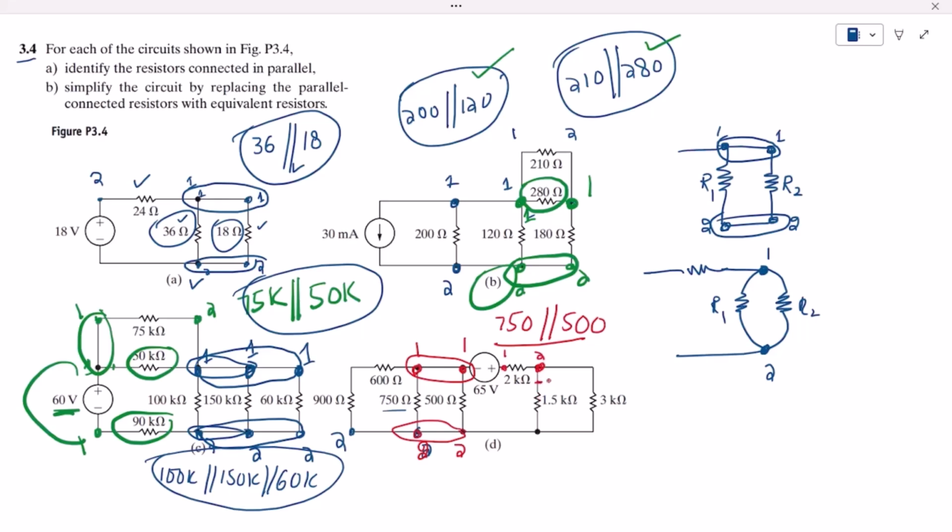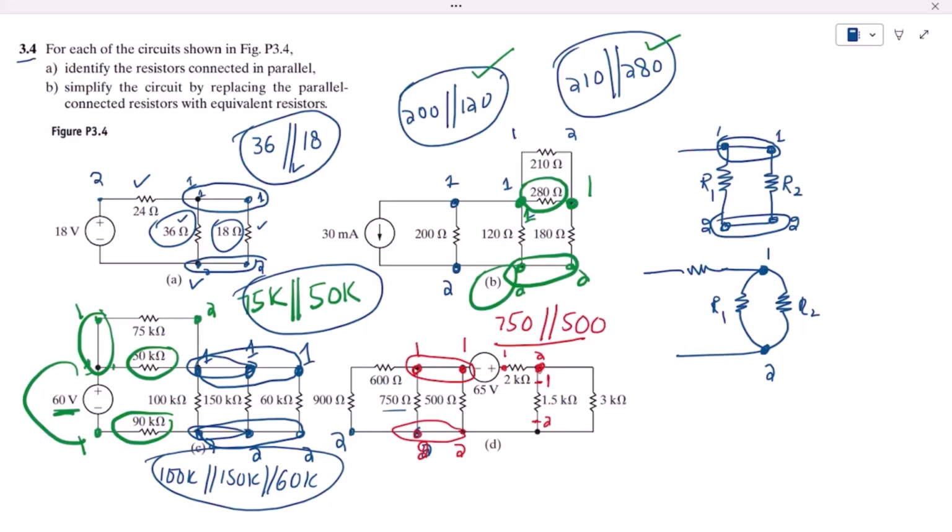Okay, and for the 1.5k, this is the first end, this is the second end. You can see that the two same ends are not connected with each other directly, so therefore these two are not in parallel with each other.